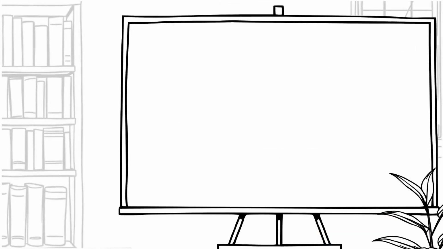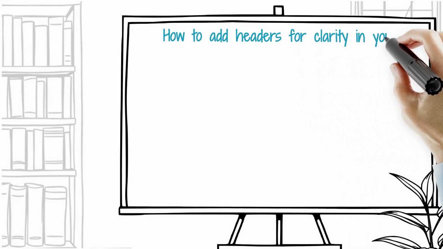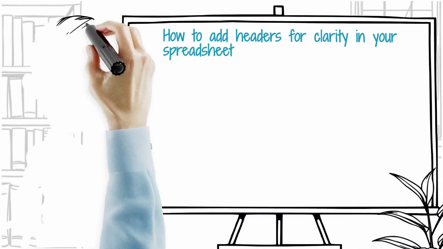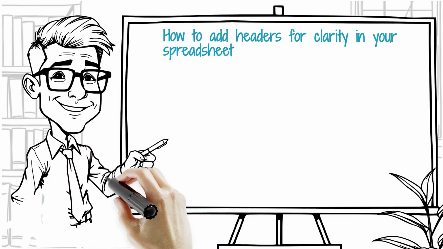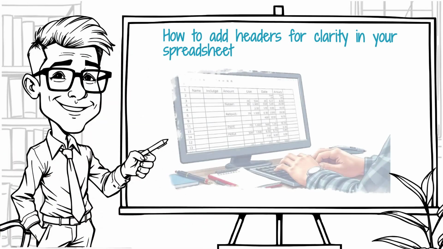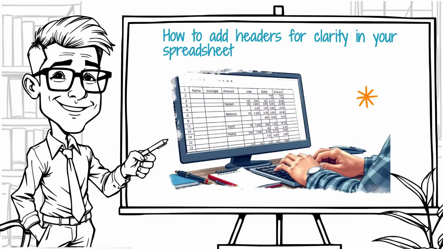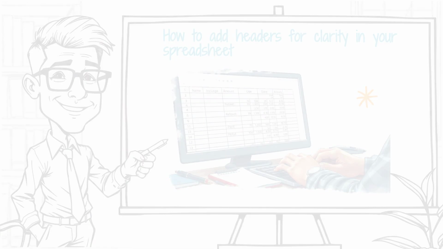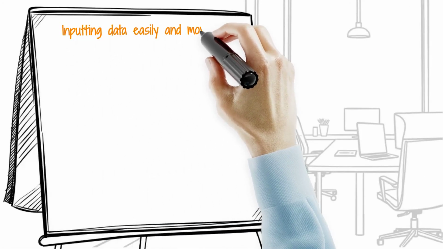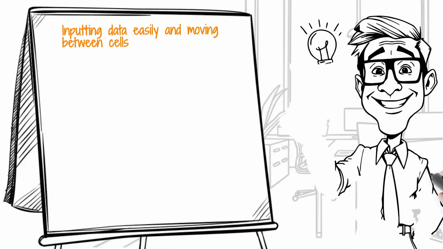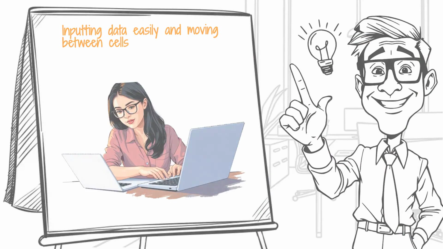To begin, enter your headers in the cells of the first row. These headers will describe the contents of each column, like name, date, or amount. It's essential to keep these titles clear and concise to make your data easy to understand. To input data, click on a cell and type your text or numbers. You can navigate using the arrow keys.